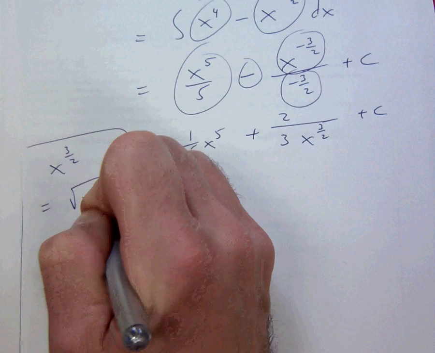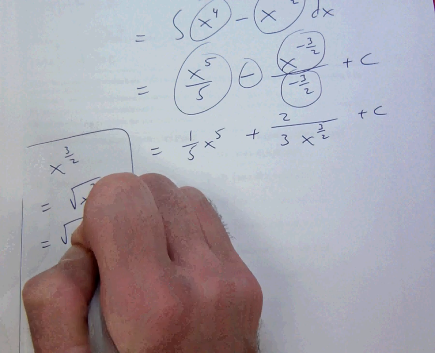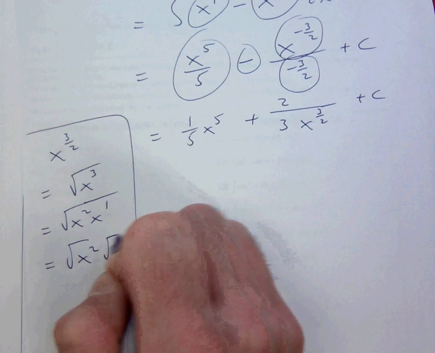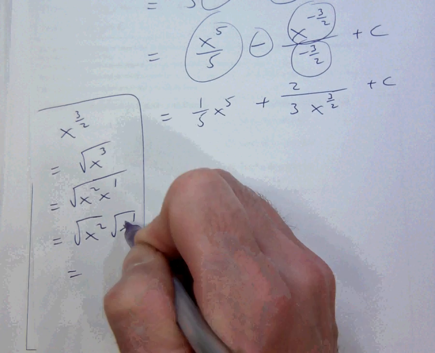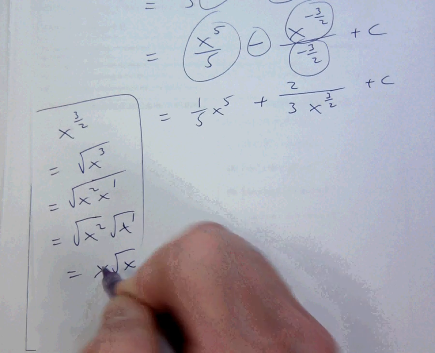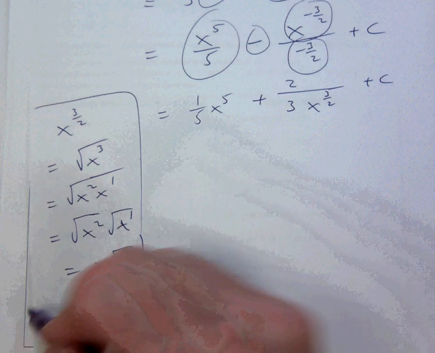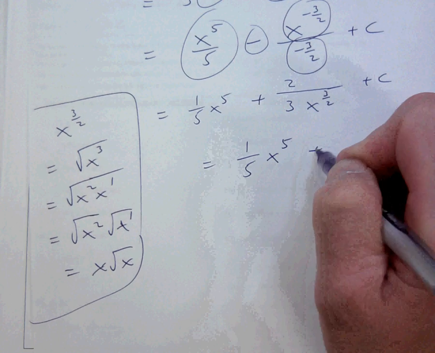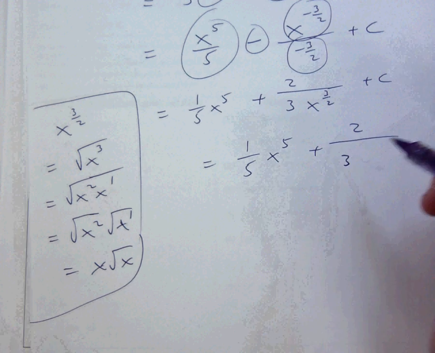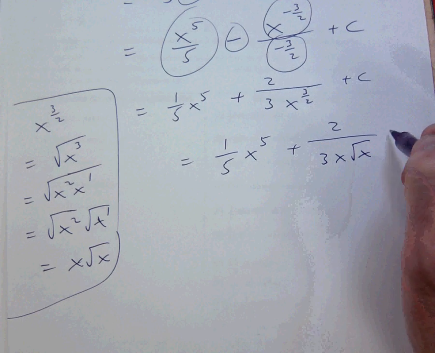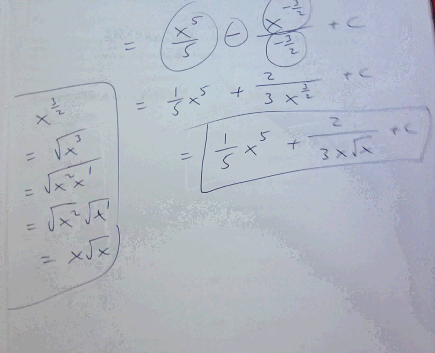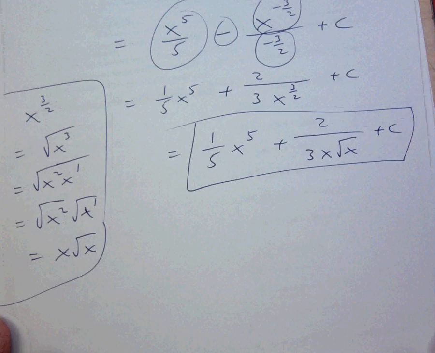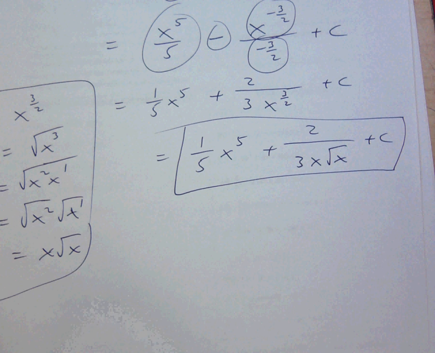That's the square root of x cubed, which is the same as the square root of x squared times x to the first, which is just what? Which is just what, guys? x times the square root of x. Everybody agree? And again, maybe eventually we'll be getting common denominators on this, but for today, this is more than good enough right here. Any questions? We good?